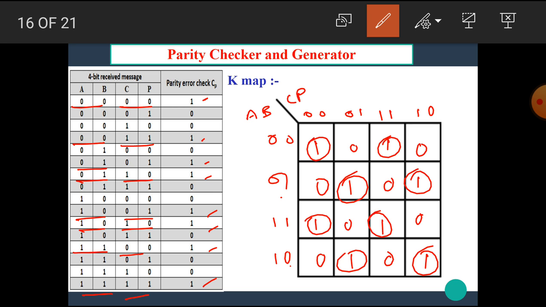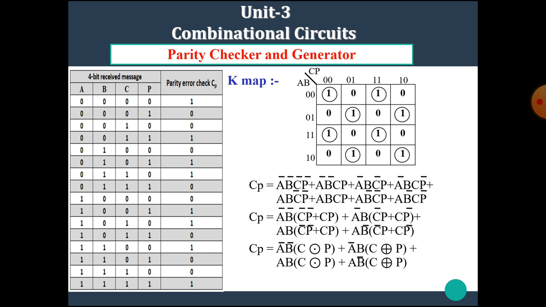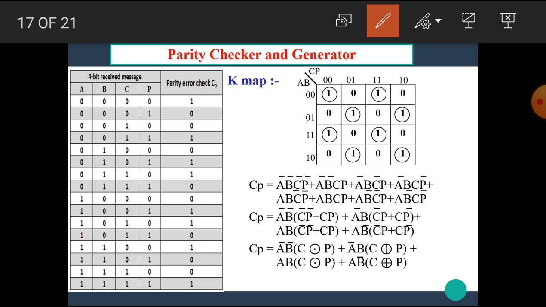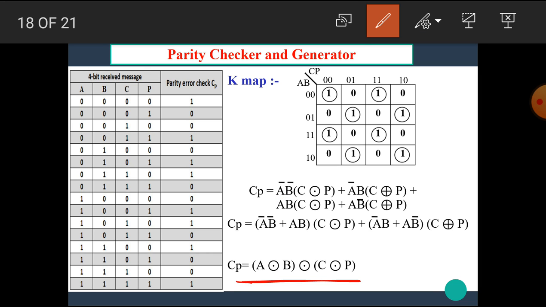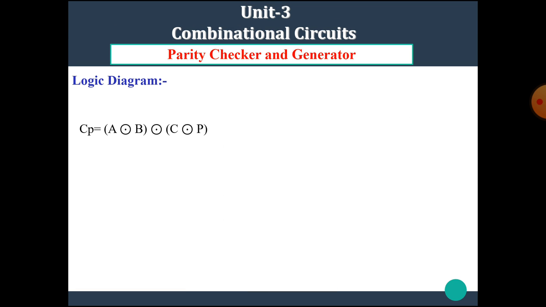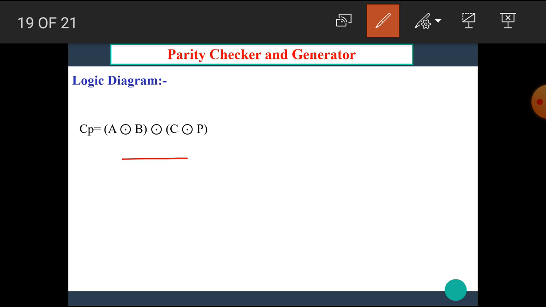Okay, now try to simplify this K-map. We get the equation like this. For this one we get the term A bar B bar C bar P bar. For this one we get the term A bar B bar C P, and so on. Then try to find the common terms, and after finding common terms try to simplify it. After simplification of this equation we get the final equation as PEC is equal to A XNOR with B XNOR with C XNOR with P. This is the final equation, and we can draw the logic diagram for the same.